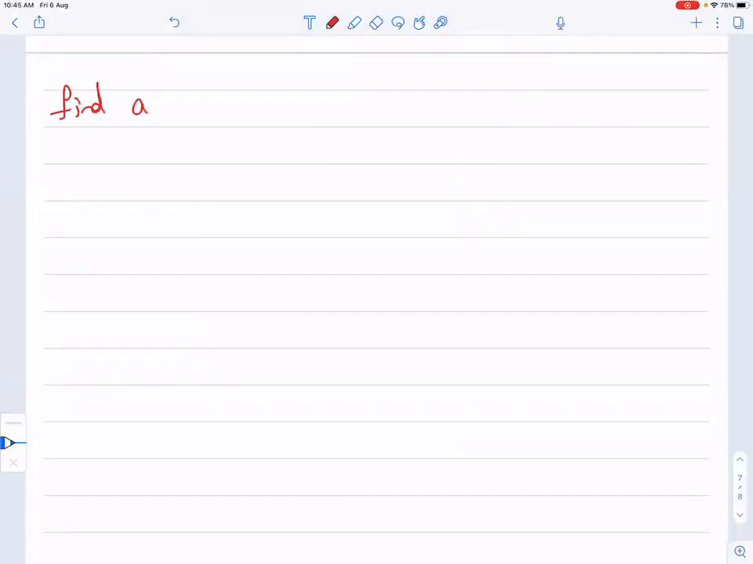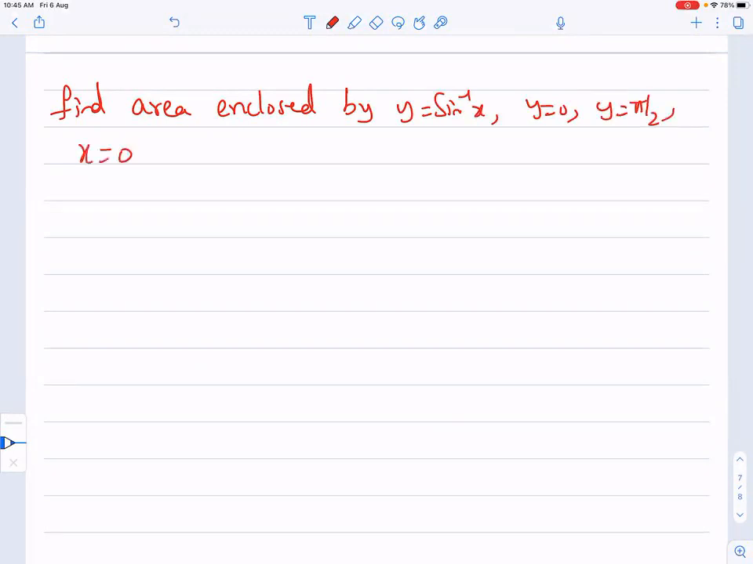Find area enclosed by y equal to sin inverse x, y equal to 0, y equal to pi by 2, x equal to 0. Okay. So x equal to 0 is the y-axis, y equal to 0 is the x-axis, and y equal to pi by 2 is this line.